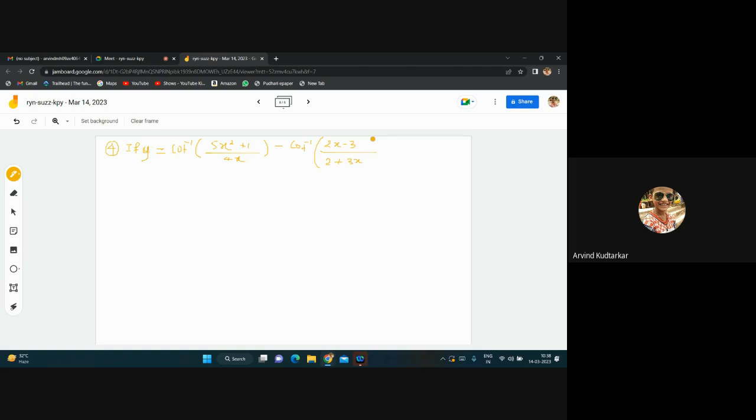Now here in both there is what? Cot inverse of 5x square plus 1 upon 4x. Now in the second form there is also cot inverse of 2x minus 3 by 2 plus 3x. So cot inverse is nothing but tan inverse of the reciprocal, so we'll express the cot inverse in the form of tan inverse as follows.